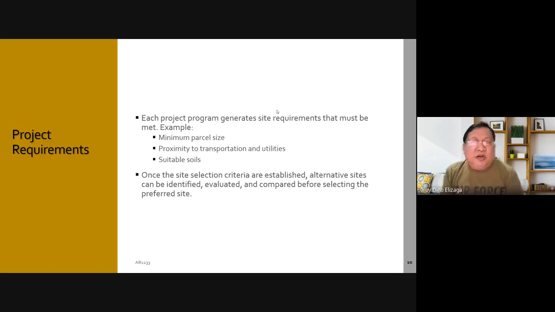Each project program generates site requirements that must be met, for example, minimum parcel size. Here we're talking about a bigger, an urban plan, because you're talking about different lots. But so far in your level now, you're thinking only of what goes inside one property. Proximity to transportation and utilities is something that has to be considered, and suitable soils. Once the site selection criteria are established, alternative sites can be identified, evaluated, and compared before selecting the preferred site. So you have to draw first the criteria. What would I need for the site? What will I look for?